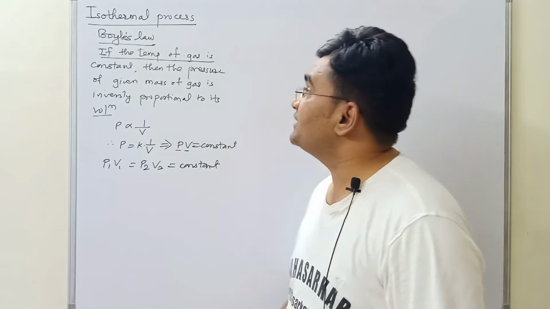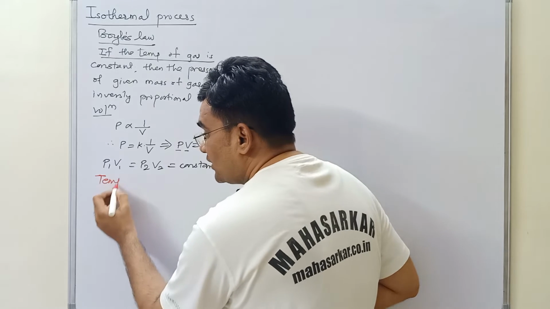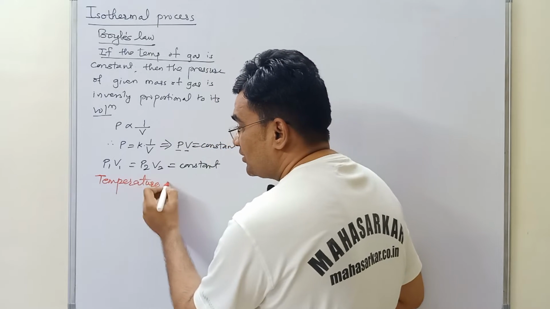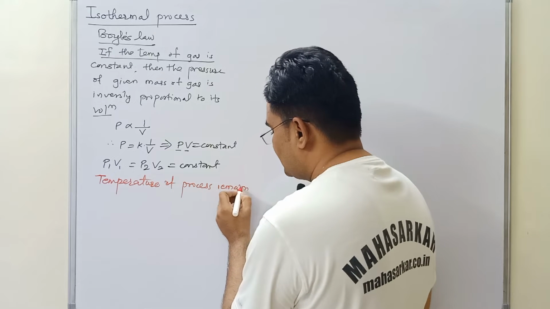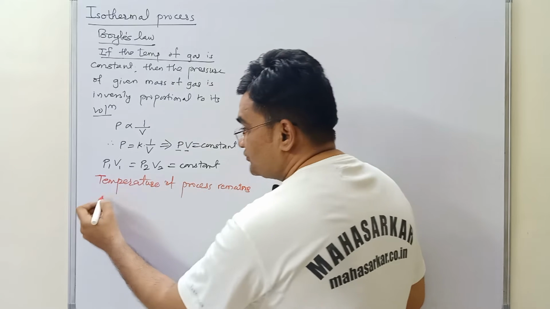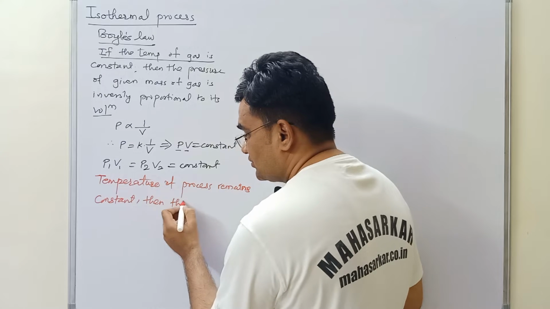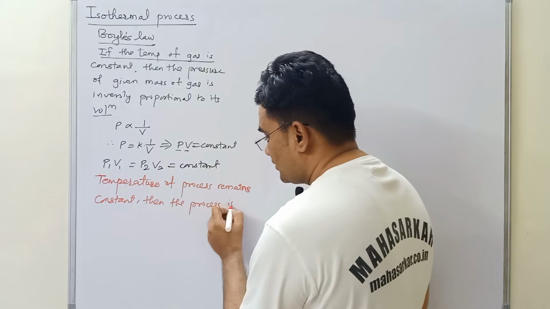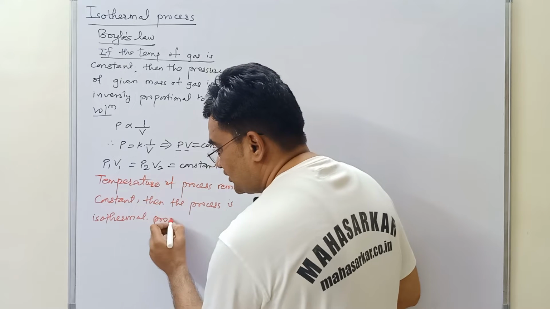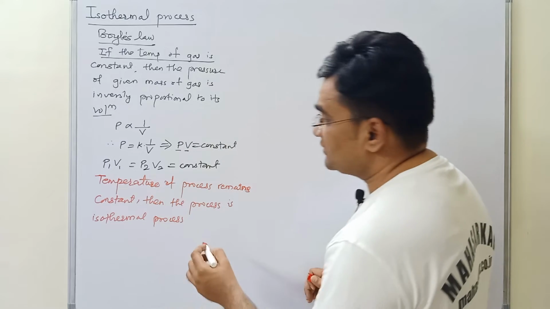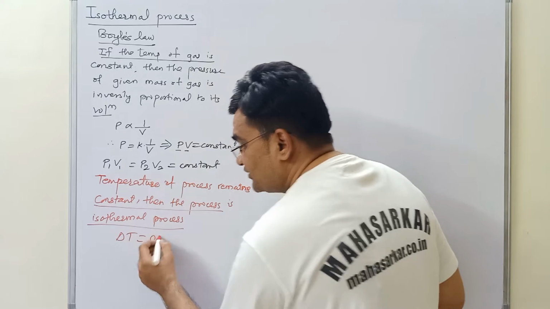So what is an isothermal process? The isothermal process is the process in which the temperature of the process remains constant. Then the process is called the isothermal process. The process in which temperature is going to remain constant, meaning delta T is going to be 0.